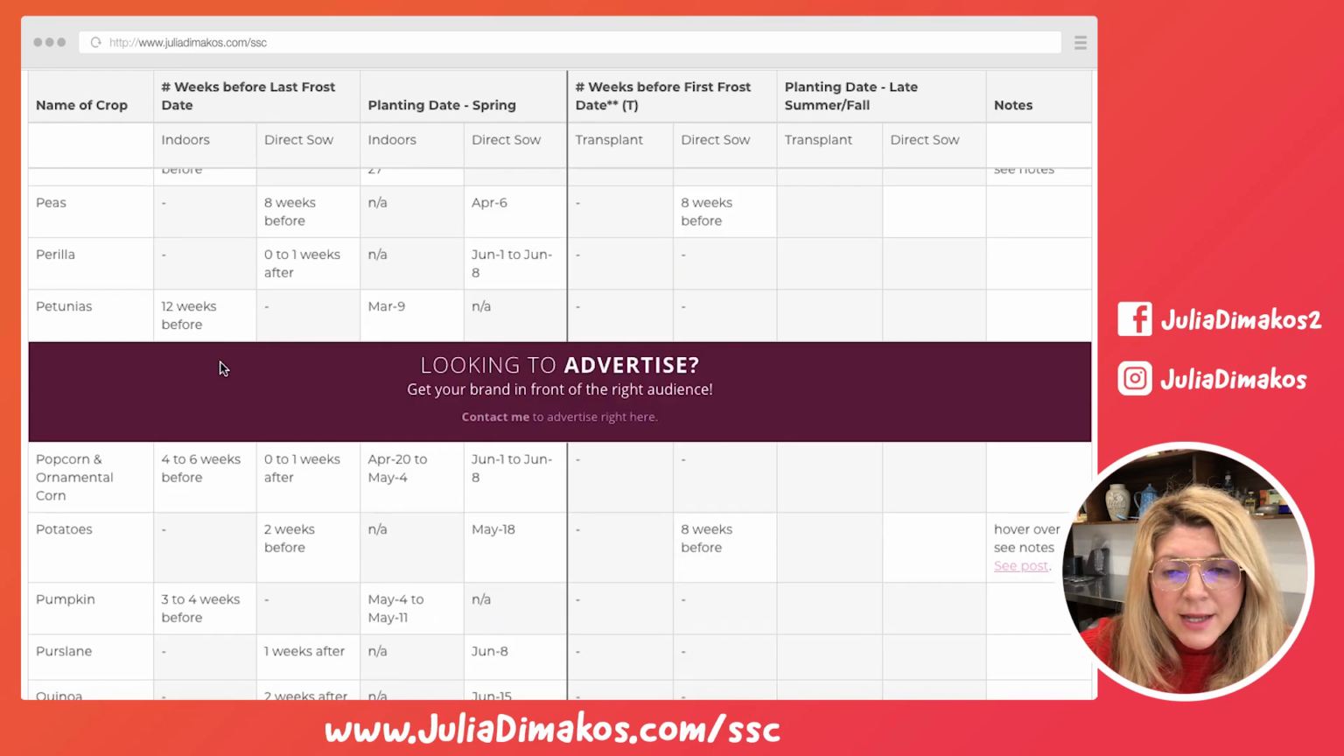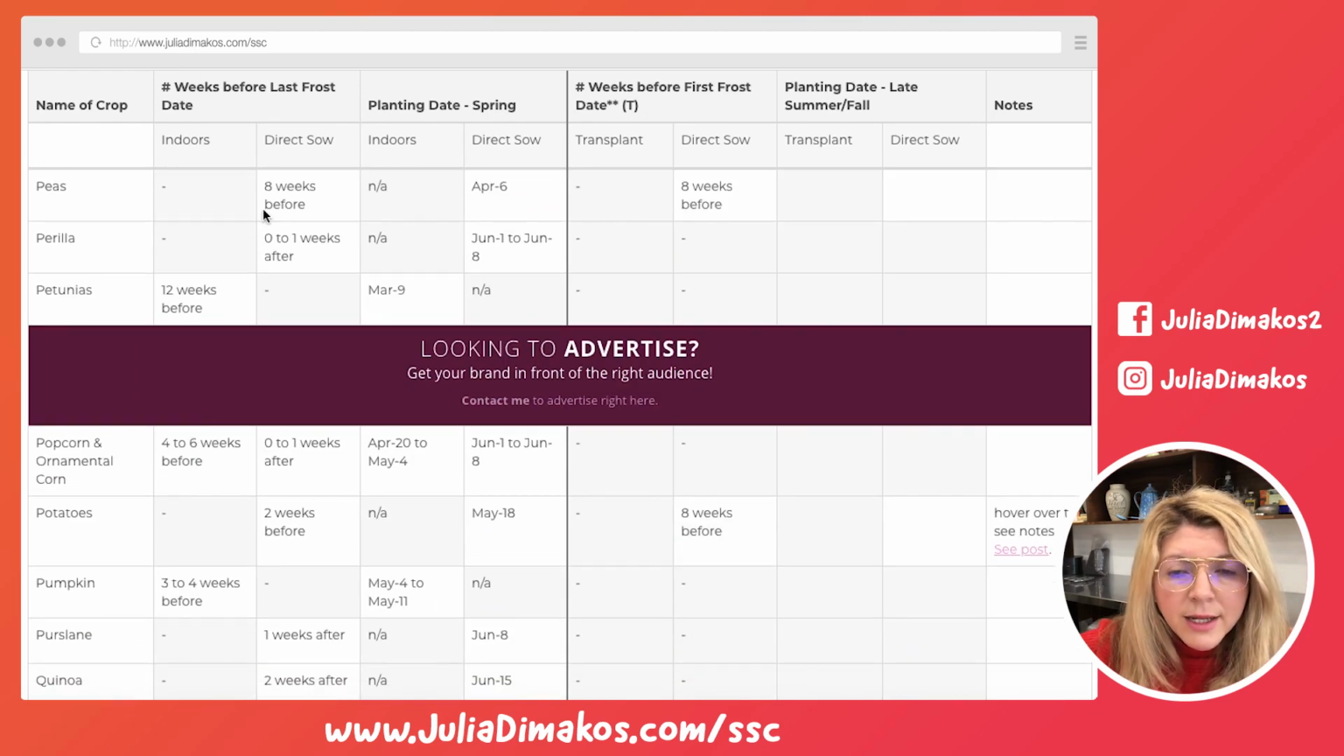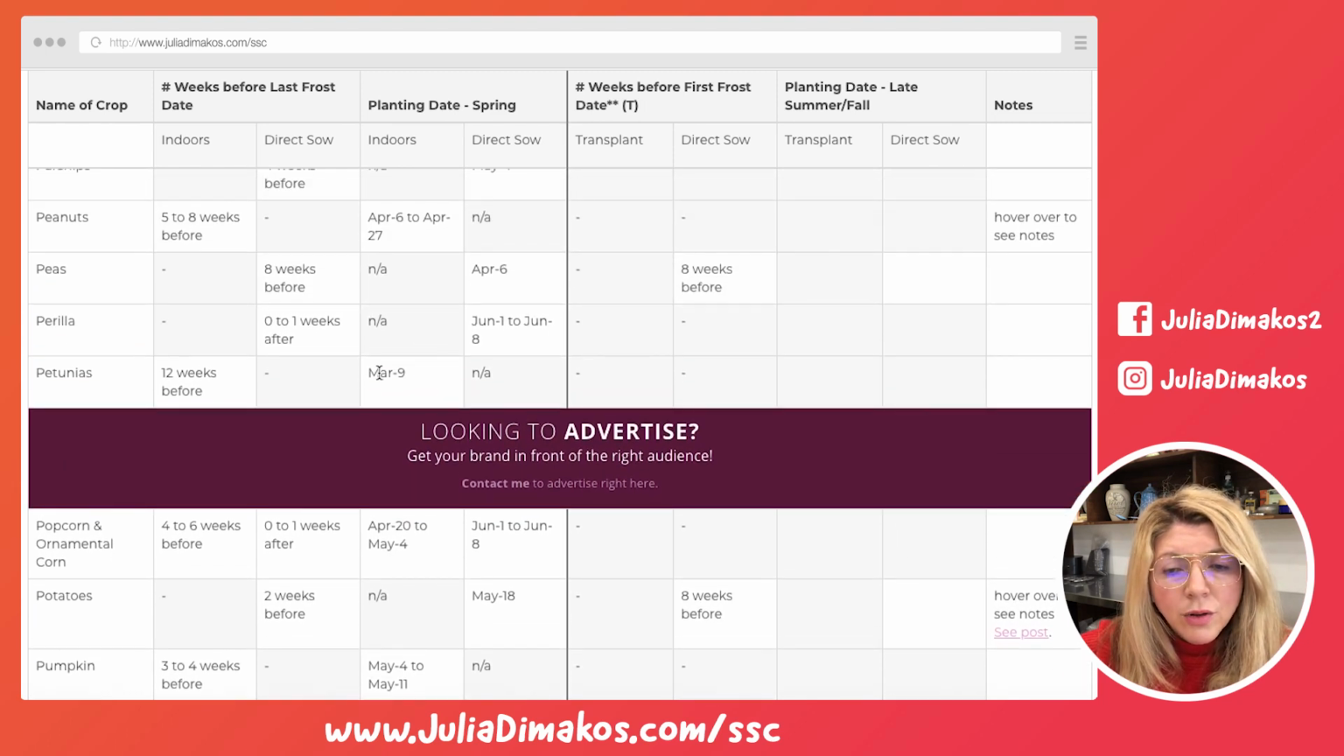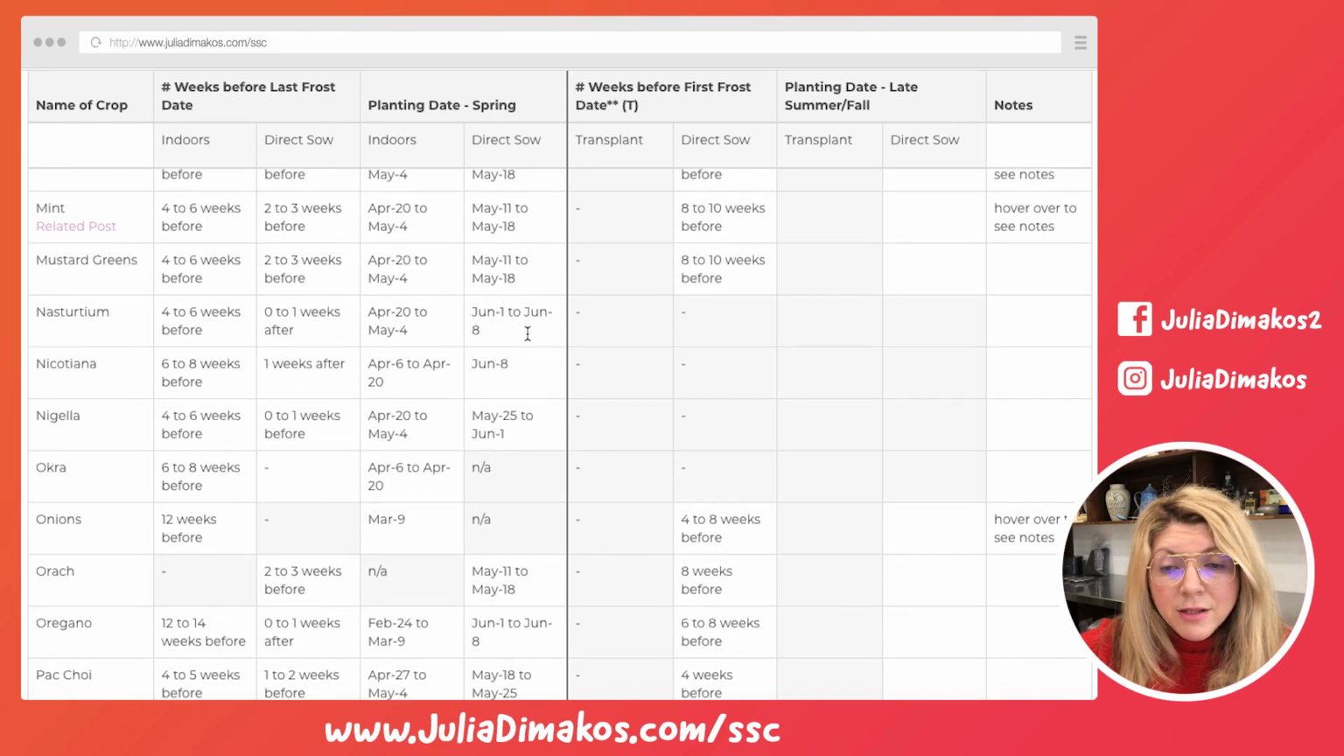So this is the left side. I have the indoor starting date. I have the direct sowing date if you're to start in the garden, in terms of weeks. And then in this section here, I tell you the exact date that you could plant it indoors. So petunias, for example, in my zone, start them March the 9th, but sowing them directly will not give you any plants. So I don't suggest it.